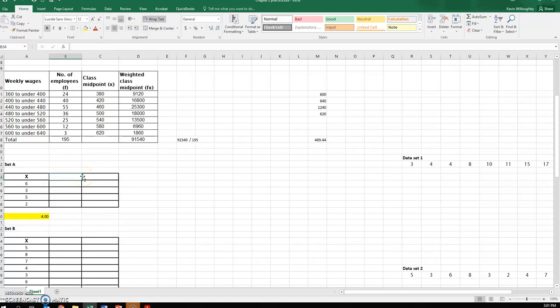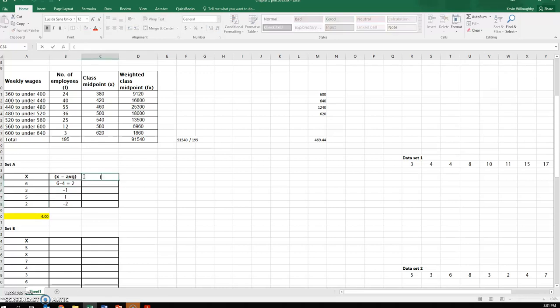So the first thing we're going to do, in this column, is the x value minus the average. So 6 minus 4 equals 2. 3 minus 4 is negative 1. 5 minus 4 is 1, and then 2 minus 4 is negative 2.